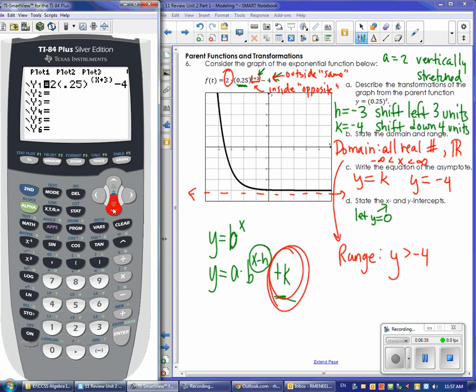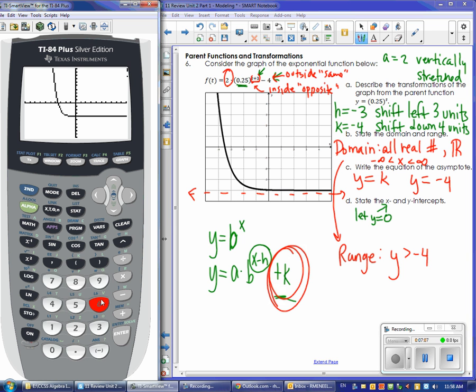The next thing I want to do is enter in the equation for y equals 0. I can do this on a Zoom standard window or even a Zoom decimal window. Option 4 will give me a window that's a little bit closer to what we see on our paper. The only problem is I can't really see where the y-intercept is, so maybe it will be a better idea for me to do a Zoom 6. That's our standard window, which basically takes us from -10 to +10 on both the x and the y-axis.